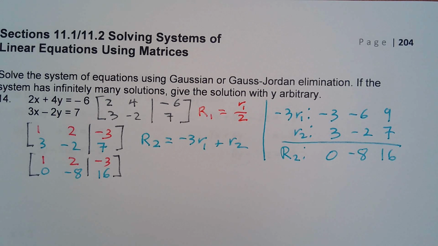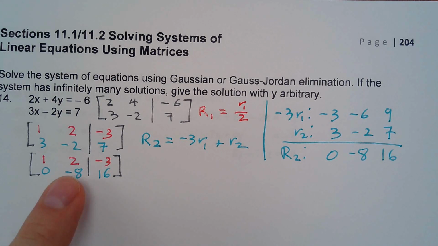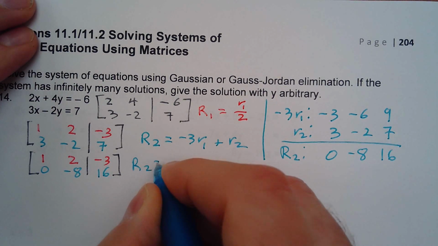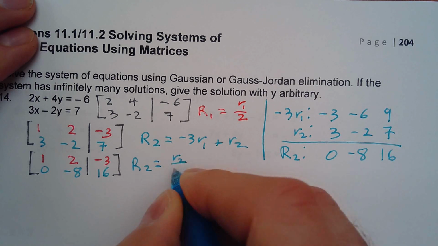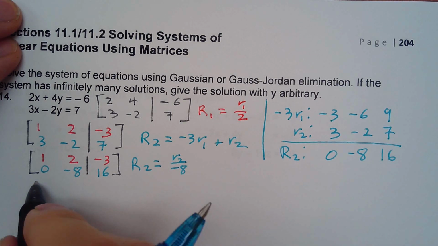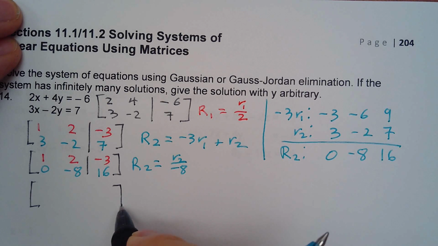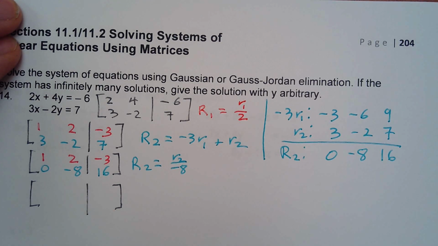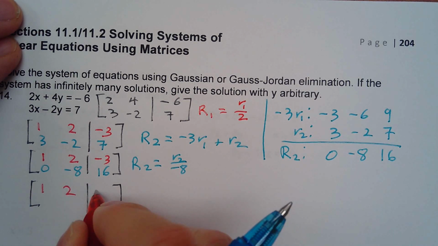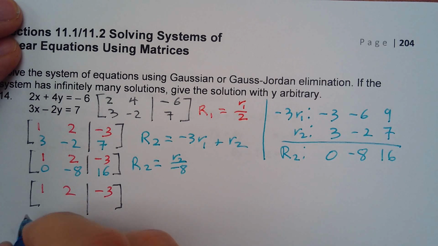Okay, so next, moving counterclockwise, I need to get a 1 here where that -8 is. So I'm just going to take row 2 and divide it by -8. So I'm going to copy down row 1, and for row 2, I'm going to get 0, 1, -2.